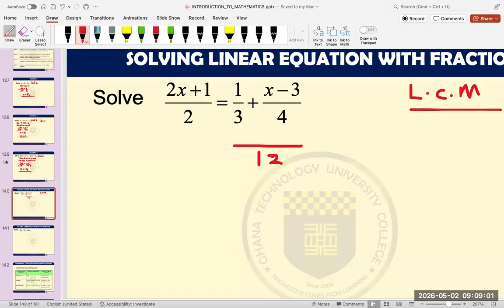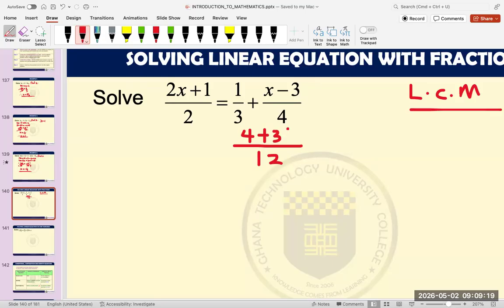3 will come here, 4. 4 times 1, you have 4. You bring your positive sign. 4 will also go into 12 3 times. Then you multiply the 3 by the whole of this top. So this is how you write it.